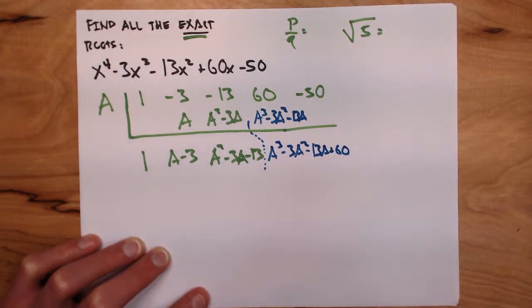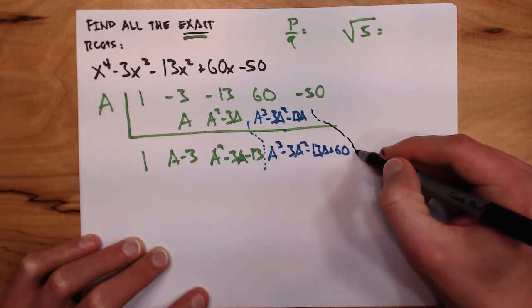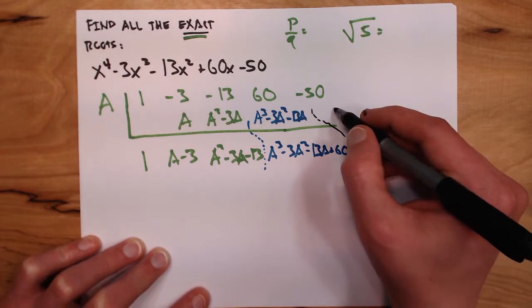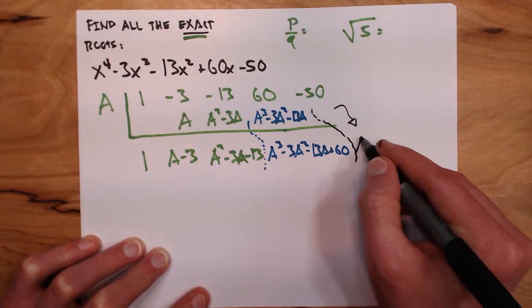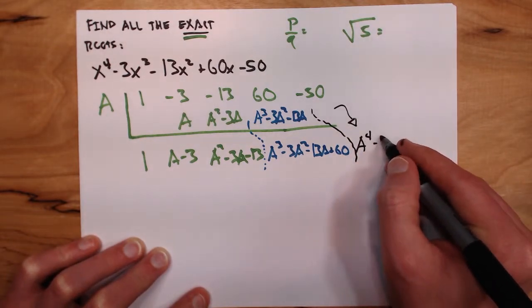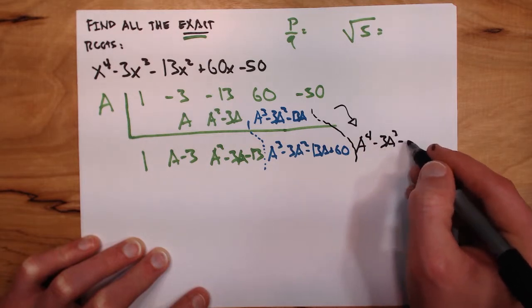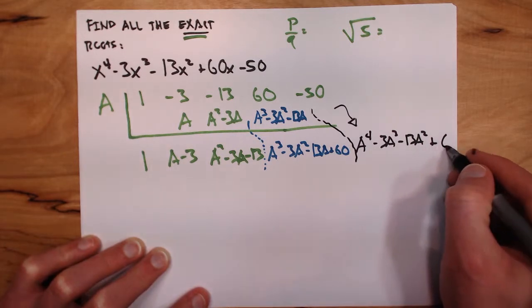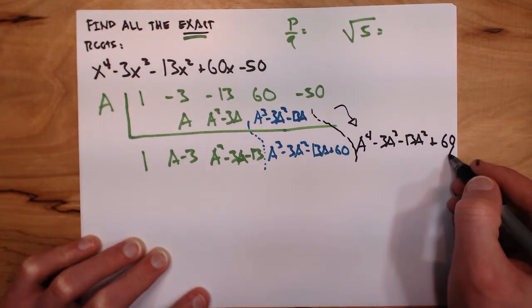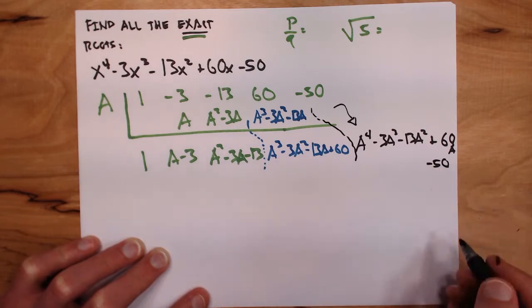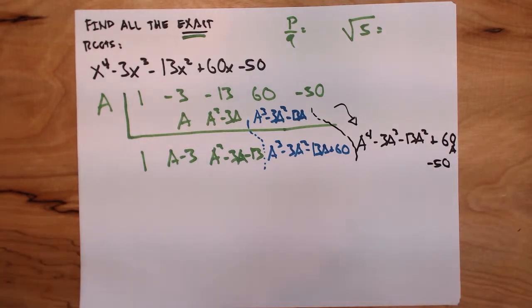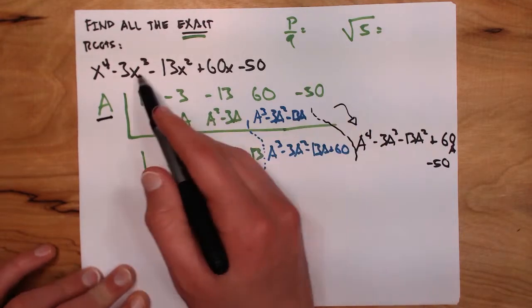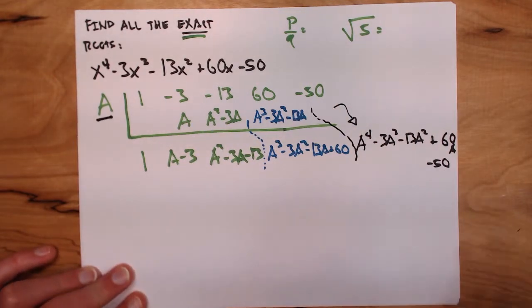And then one more step here. I'm going to kind of skip a step here. I know I multiply everything by a and I add -50. It's going to turn into a to the 4th minus 3a cubed minus 13a squared plus 60 times a minus 50. Kind of squeezing it in there. Okay, here's an important part. We know that if a is a root of our polynomial, and we do synthetic division, our remainder should be 0. That is our remainder theorem.